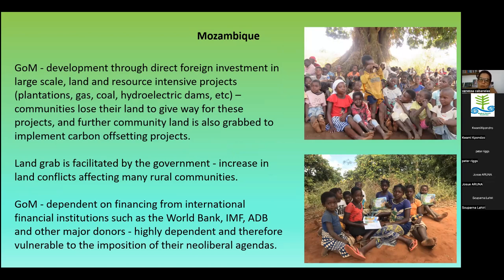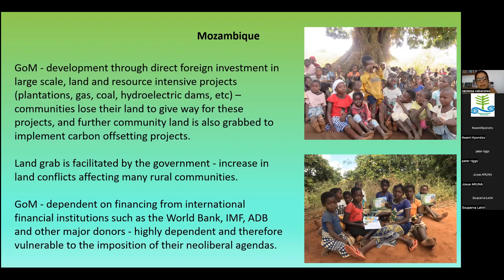With these projects, communities lose their lands to give way for these projects, and then they will lose even further lands to implement these carbon offsetting projects. So land grabbing is happening, and land conflicts have been increasing since 2010, 2011. This is not new, but they have been increasing. Land grab in Mozambique has been facilitated by the government.